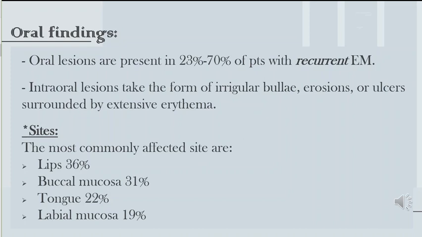تمام. طيب البيشنتس اللي بتجيهم oral lesions هم prone to have erythema multiforme again. تمام. حسب الريسيرش اللي اتعملت. تمام. طيب what are the sites that can be affected in the erythema multiforme? The most commonly affected sites are the lips 36%, buccal mucosa 31%, and tongue 22%, and labial mucosa counted for 19%.